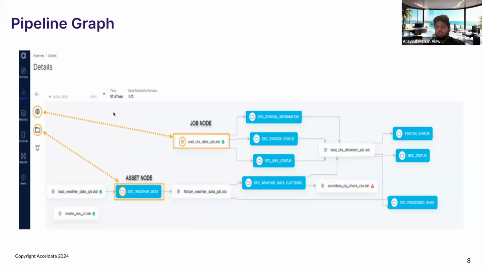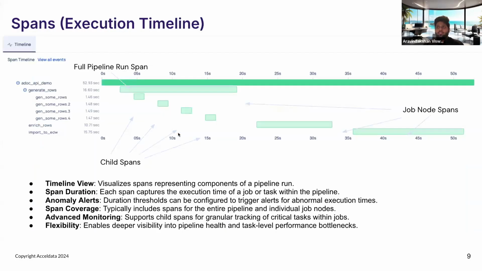Adding to that, here on the top, you will be able to see the time taken for the current pipeline run, as well as the different execution history. You will be able to navigate back to the previous execution history and compare it to the current execution. You can also configure data reliability policies within your pipeline, and if you have configured them, you'll be able to see the number of policies configured from here. So that is about the pipeline graph. Moving on to the next slide.